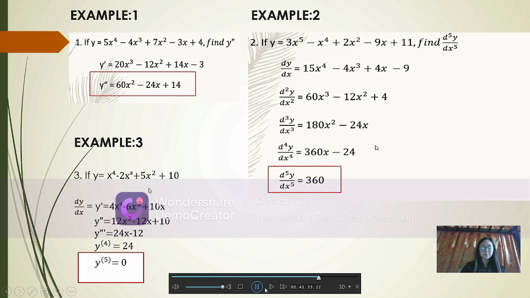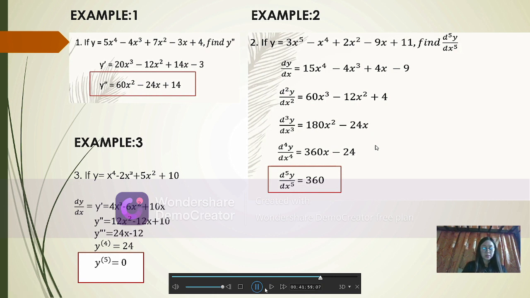So, example number 3. If y is equal to x to the fourth power negative 2x to the third power plus 5x squared plus 10. So, yun yung given natin. Ang hahanapin din ulit is yung fifth derivative.